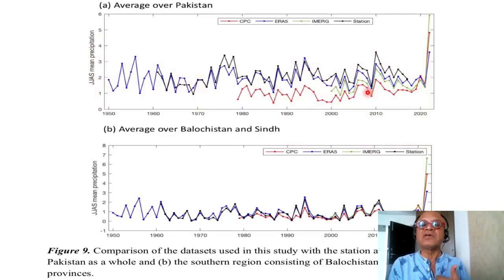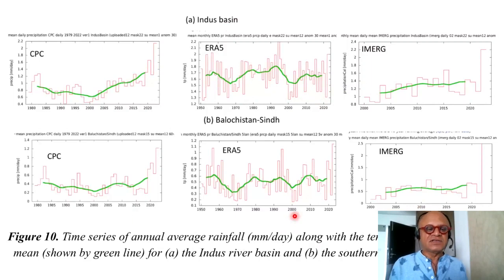Just to add a little bit here, various rainfall products looking at longer term rainfall distribution, and you can see that 2022 jumps out here way above anything that's been seen for a while. Similarly, this is the mean precipitation averaged over Baluchistan and Sindh, again jumping way above anything that's been seen in the last 70 years. So that's massive. This is just a time series of annual average rainfall in millimeters per day along with a 10-year running mean. So you can see even the jumps here at the end.